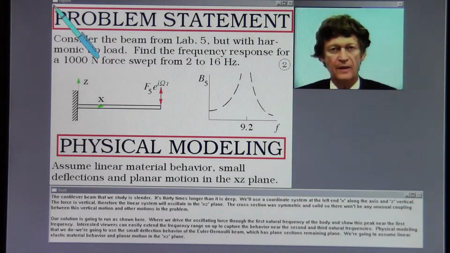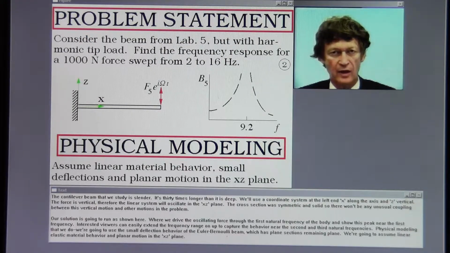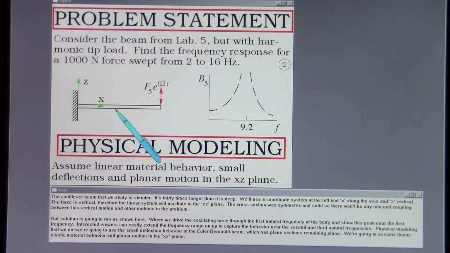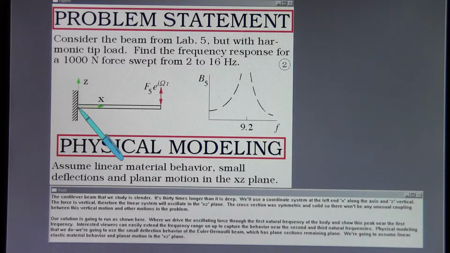The cantilever beam that we study is slender. It's 30 times longer than it is deep. We'll use a coordinate system at the left end, x along the axis, and z vertical. The force is vertical, therefore the linear system will oscillate in the xz plane. The cross-section was symmetric and solid, so there won't be any unusual coupling between this vertical motion and other motions in the problem.